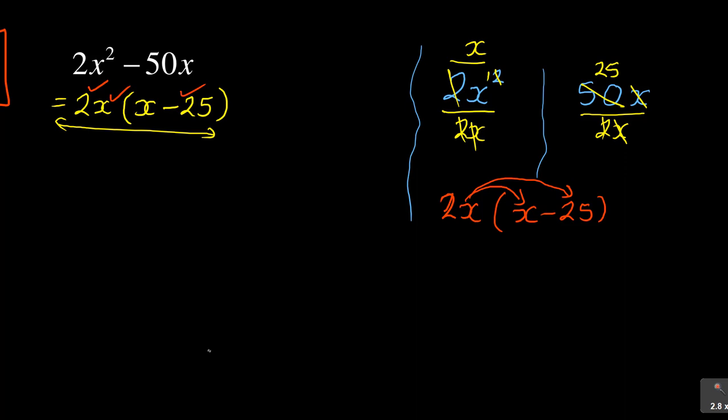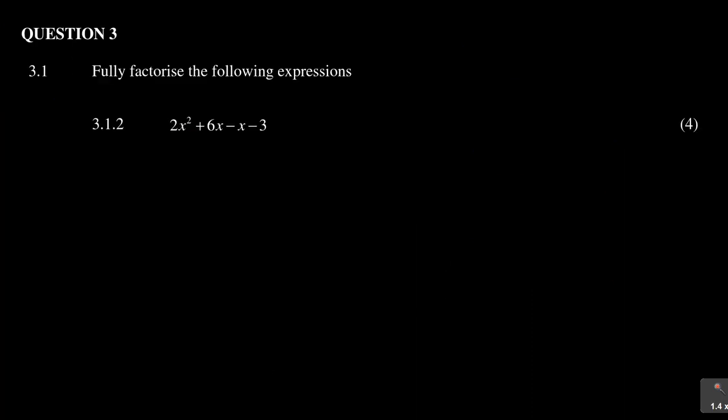So if we do that, 2x times x gives x squared with the 2, minus 2x times 25, where 2 times 25 gives you the 50, and then the x. You can see that it is taking you back to the original, which means you are correct.